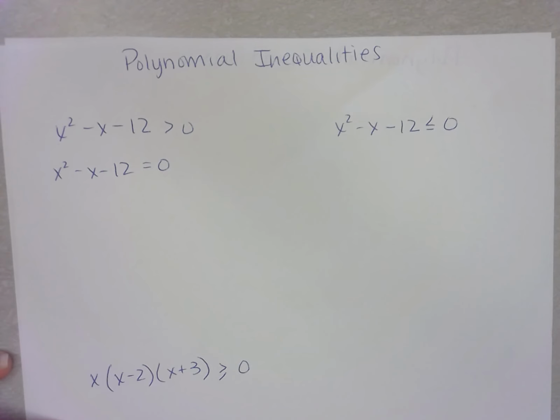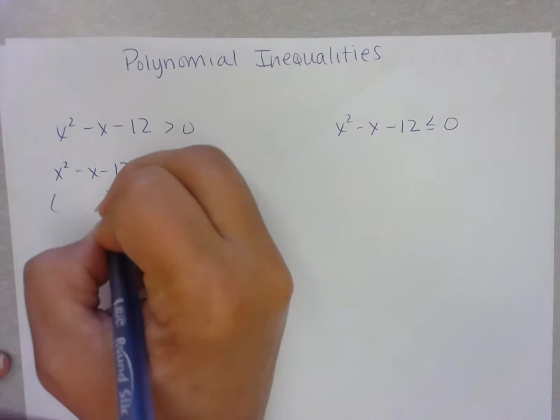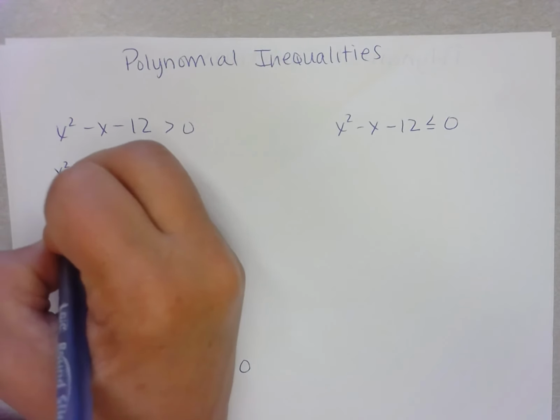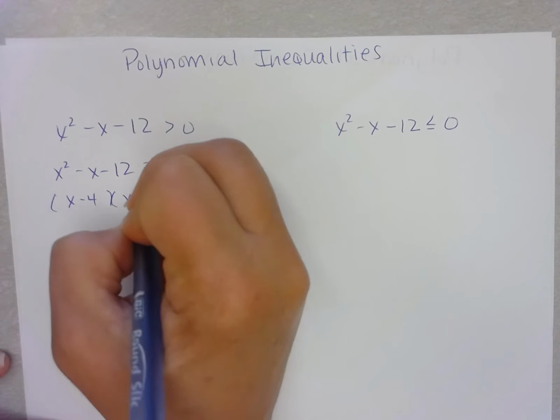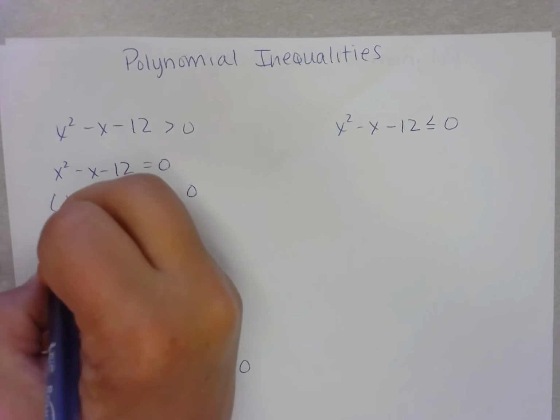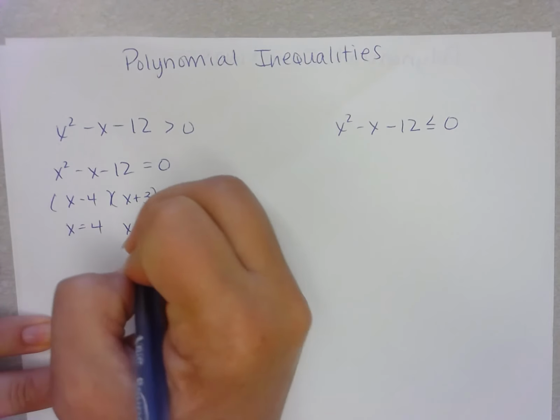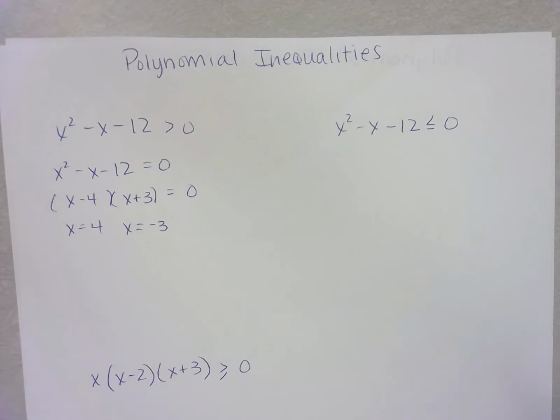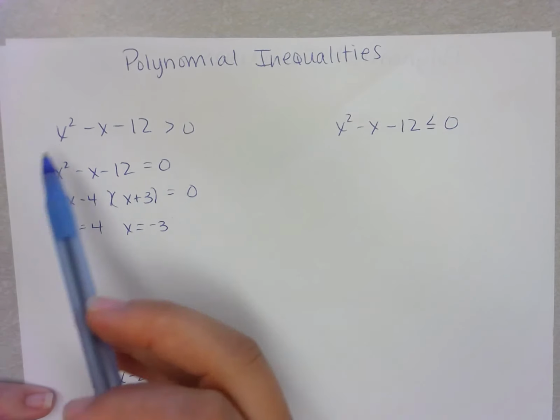Okay? So the way that I would normally solve this, right, I have my choice of 4 different methods. I'm thinking factoring will work very nicely for me here. This factors as x minus 4 and x plus 3. So the first thing I want to do is find where my function is equal to 0. So at x equals 4 and x equals negative 3, these are places where my function is equal to 0.